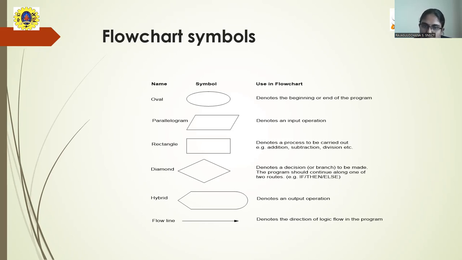This diamond symbol is used to mention the decision statement. So what decision you are going to make. Similarly, in the previous example, the decision is: if the average value is greater than 50, it means the student is passed. If it is less than 50, it means the student is failed. So those decision statements will be mentioned inside this diamond symbol. The hybrid symbol denotes an output operation. Flow lines are used to indicate the direction in which the program logic flows. So these are the commonly used symbols in the flowchart.